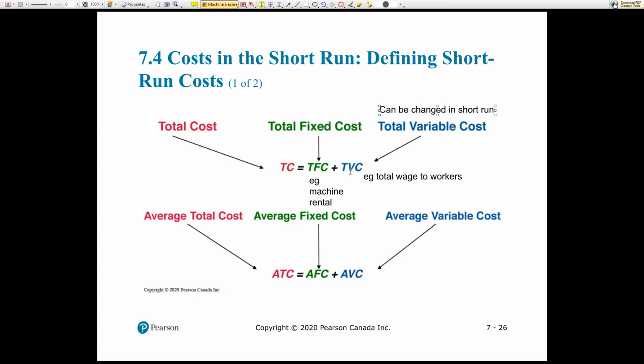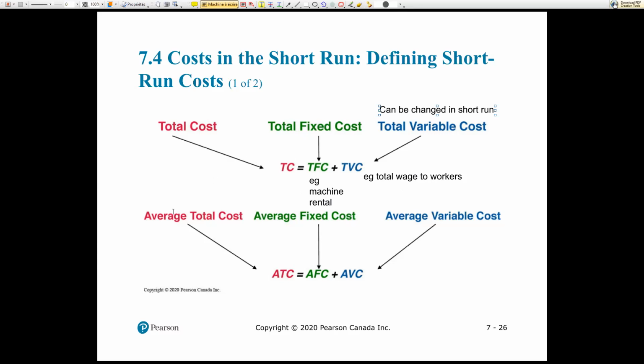Yeah, so total cost is how much my production costs me in terms of cost to inputs. So if I produce, I don't know, 100 cars today, how much do I have to pay in terms of machine rental, electricity, wage, this kind of thing? So that's total cost. Okay, so it's the production cost. Yes, exactly. Okay, thank you.